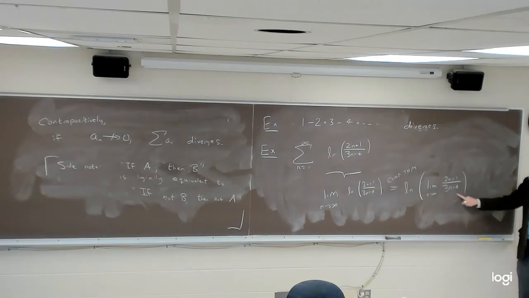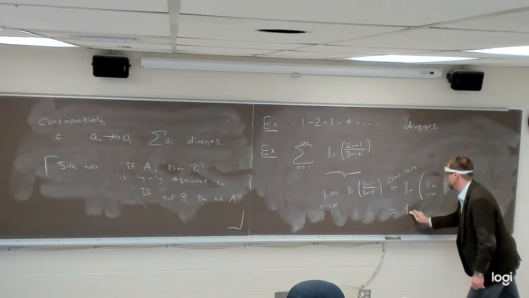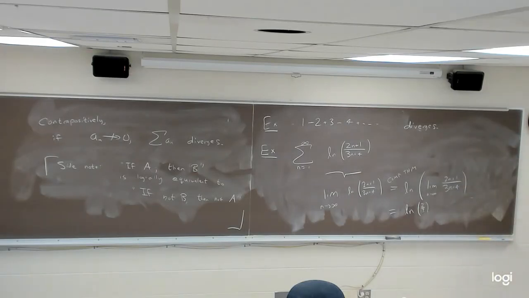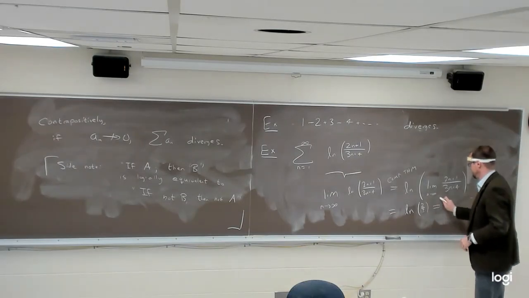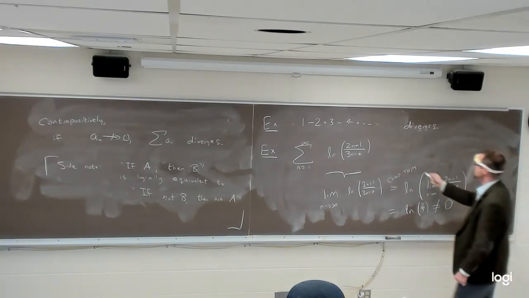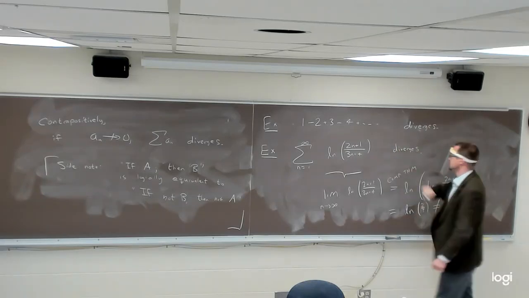This limit you can do with L'Hopital. You can do it by just comparing these leading terms which have the same degree. Whichever way you prefer, it's natural log 2/3. For our purposes, the important thing about natural log 2/3 is it's not 0. The natural log of 1 is 0. The natural log of 2/3 is not 0. So this series diverges because its terms don't go to 0.